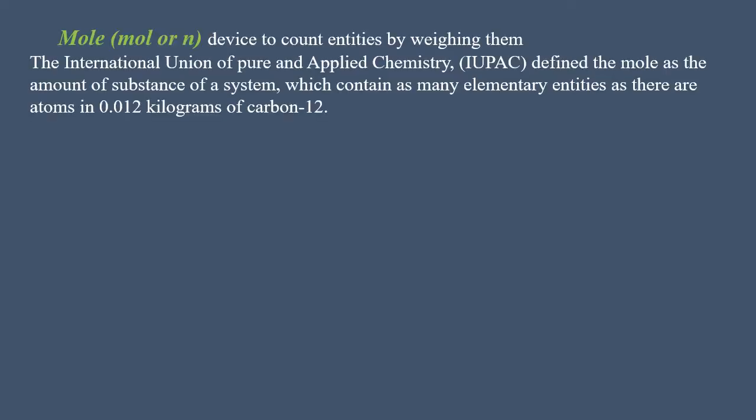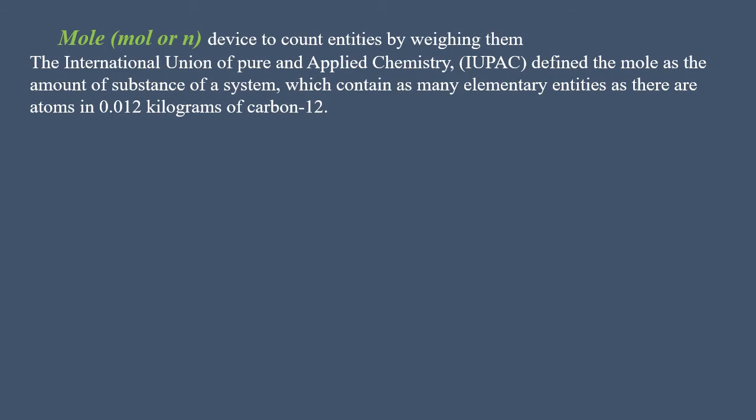What is a mole? Mole is a unit, with the abbreviation mol and the symbol small n. It is a device to count entities by weighing them. The International Union of Pure and Applied Chemistry defined the mole as the amount of substance of a system which contains as many elementary entities as there are atoms in 0.012 kilograms of pure carbon-12.